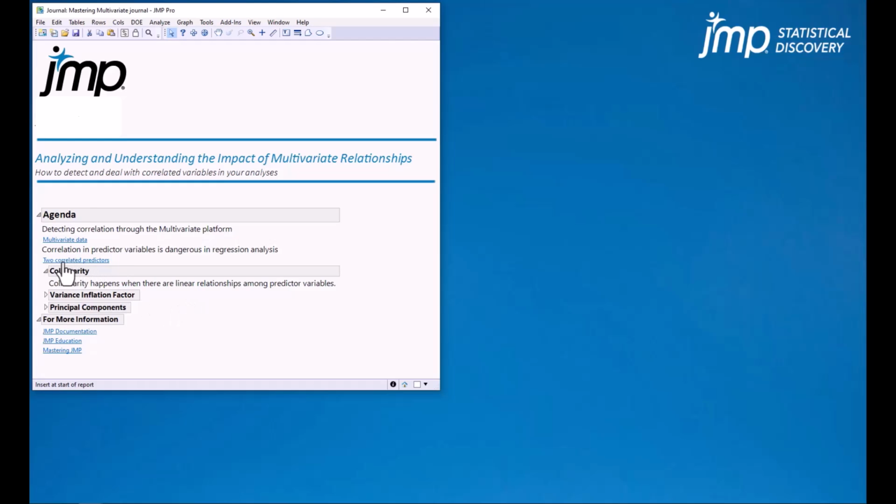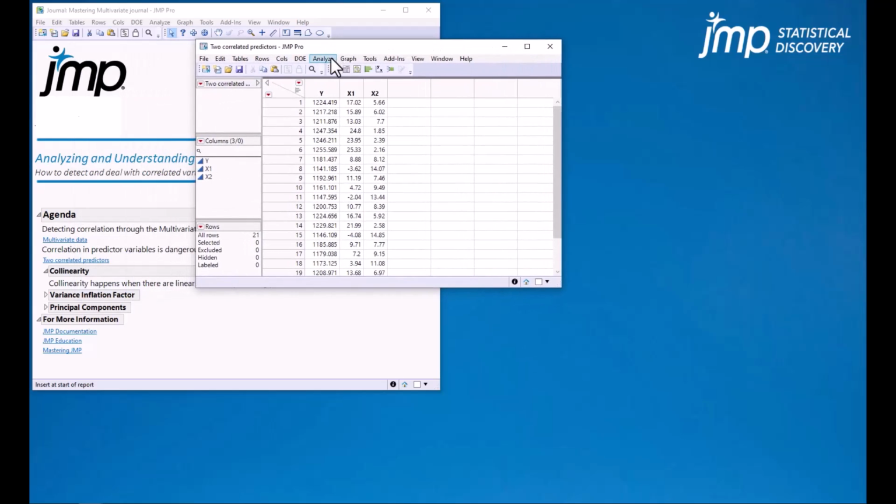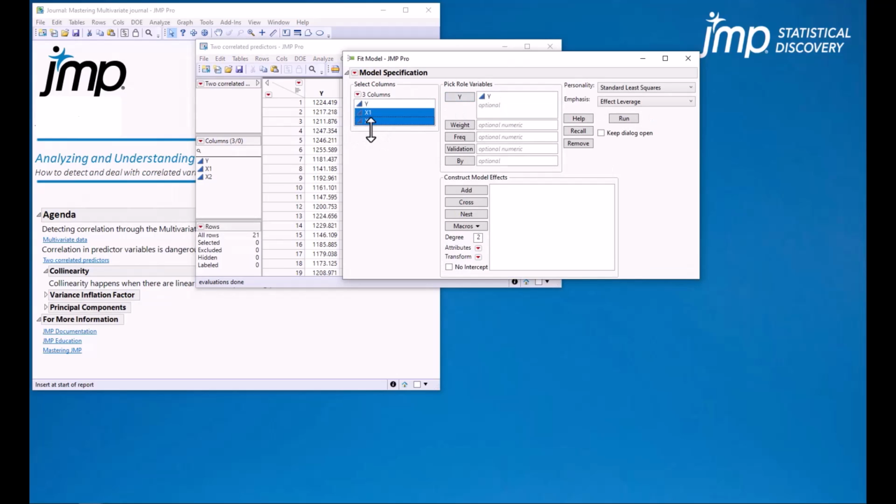So here's my data table, 2 correlated predictors. It's got just 3 columns in it. And I would like to fit a regression model. So I'm going to go to Analyze and Fit Model. Y is the Y, and I'll put X1 and X2 in the model by clicking the Add button.